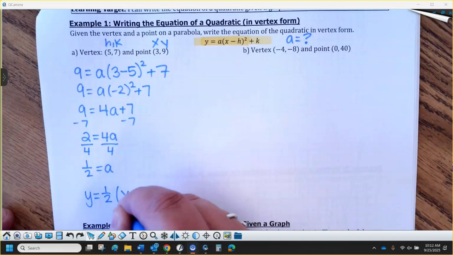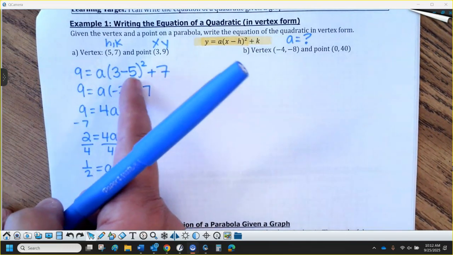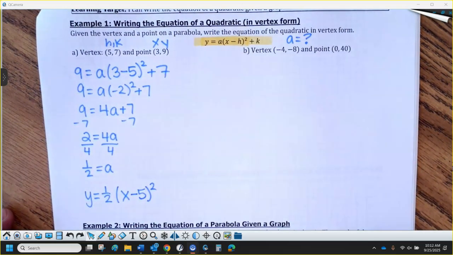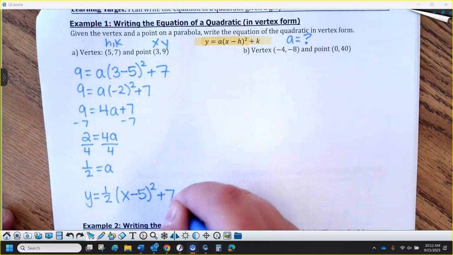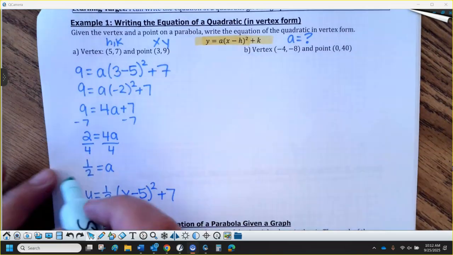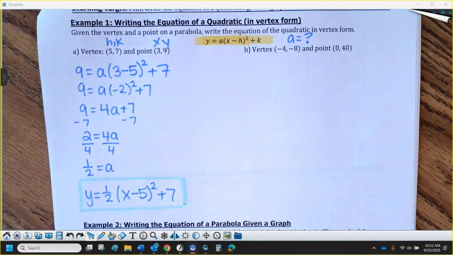Now, in the parentheses, it has to start with the X. And then it should be structured the exact same as what we did up here. It's minus the X coordinate of the vertex, so it's going to look like X minus 5. And then the Y coordinate of the vertex goes on the outside. That was 7. That is my answer. So I know it's a little bit extra, but you have to find the A value, and then you have to go back and actually plug that into the formula. So we should have an X and a Y. We should have our vertex, which they gave us in the directions, but we needed to do all that work to figure out the A value that goes in front of the parentheses.